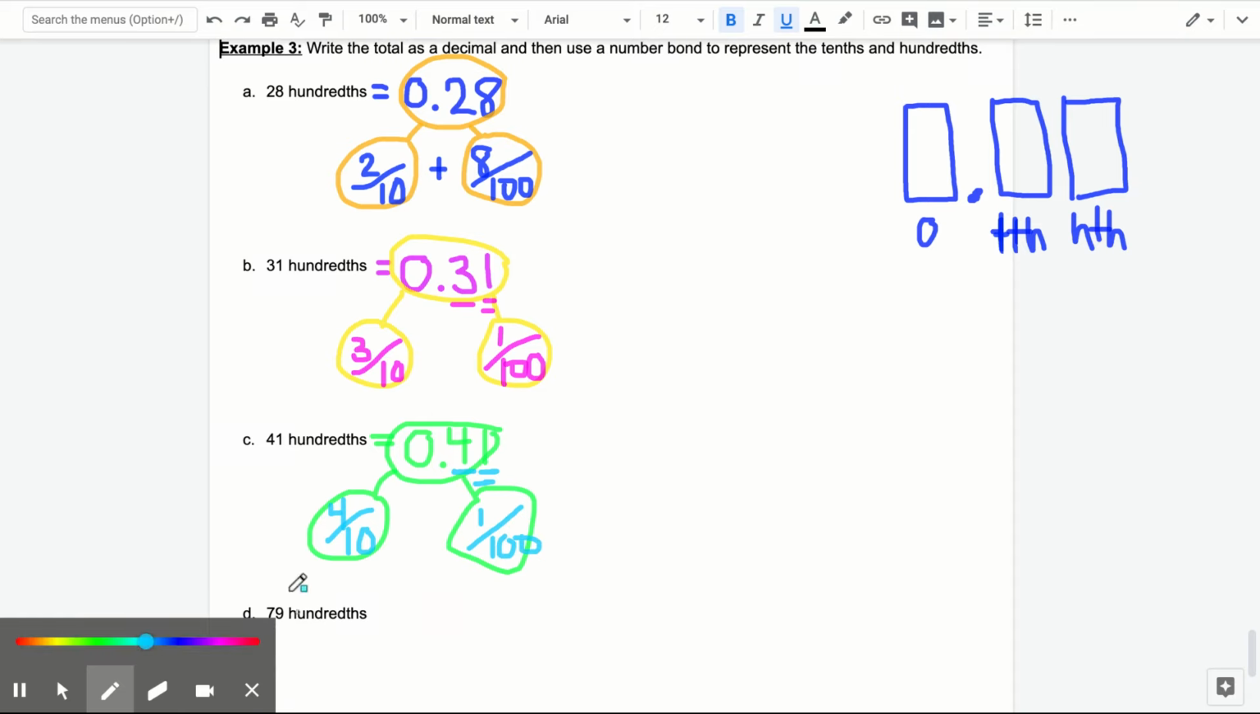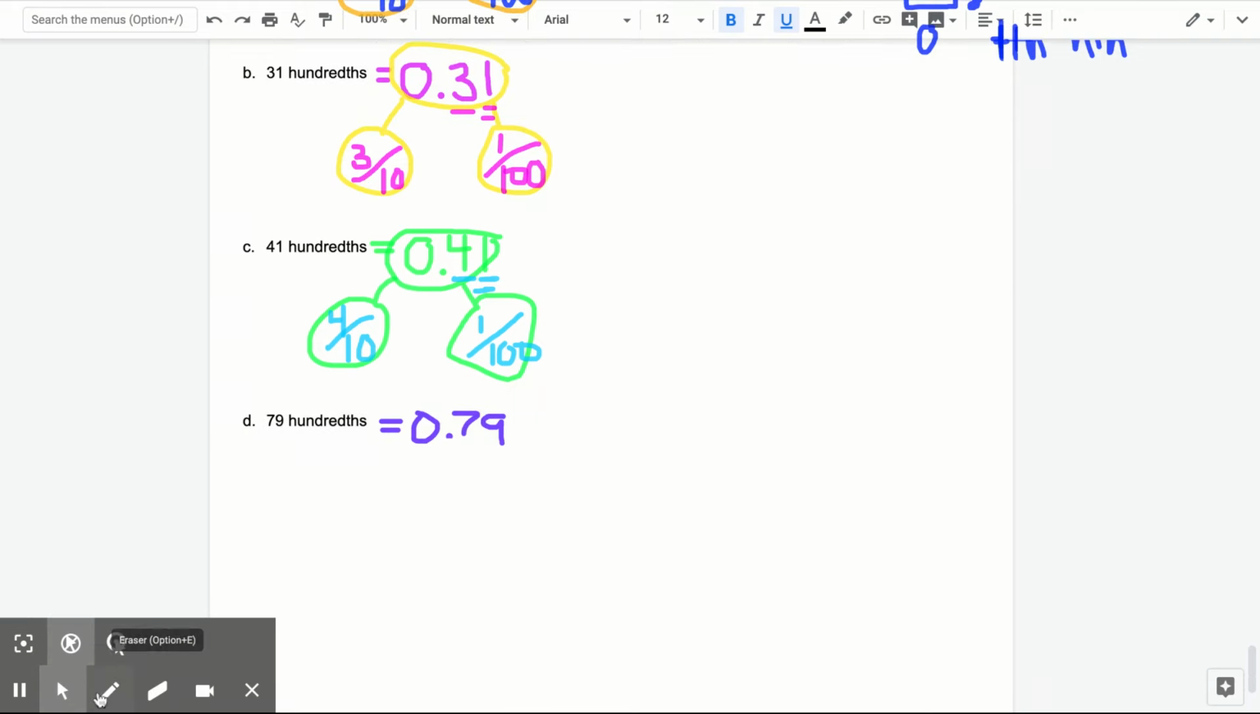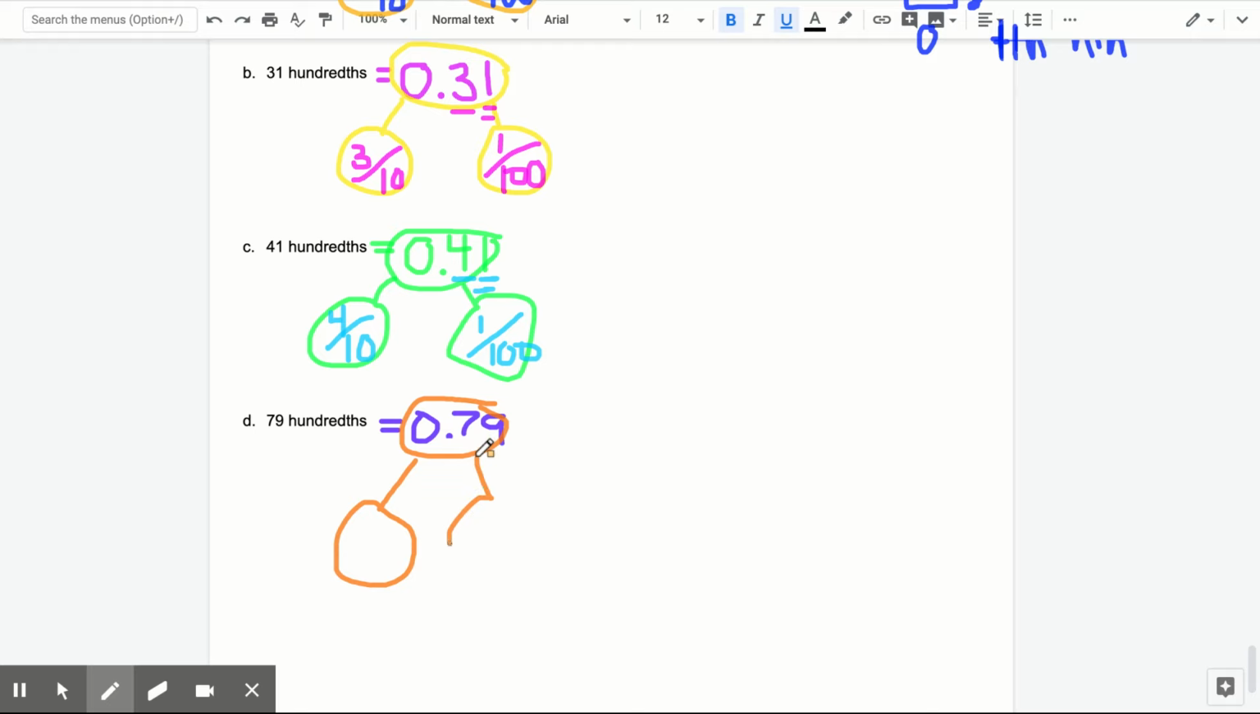Okay, last one, 79 hundredths is going to be 0 decimal point 79. Just scroll up a little. All right, from here, we're going to break it into tenths and hundredths. All right, so we have 7 in our tenths place, and we have a 9 in our hundredths place.